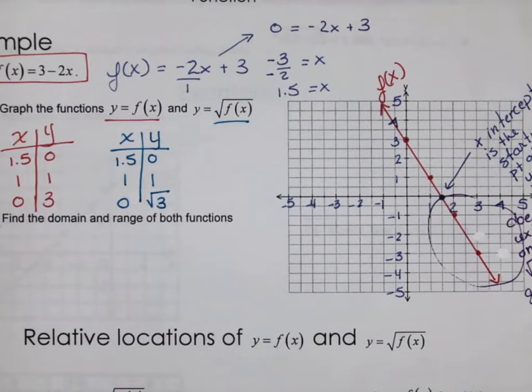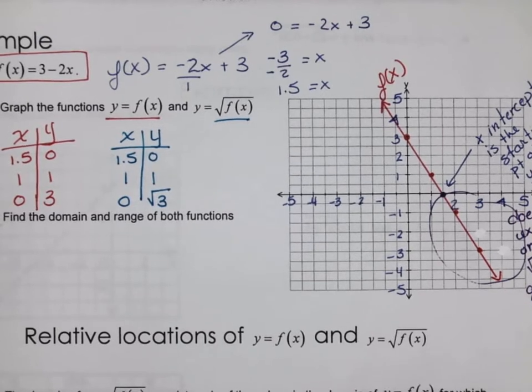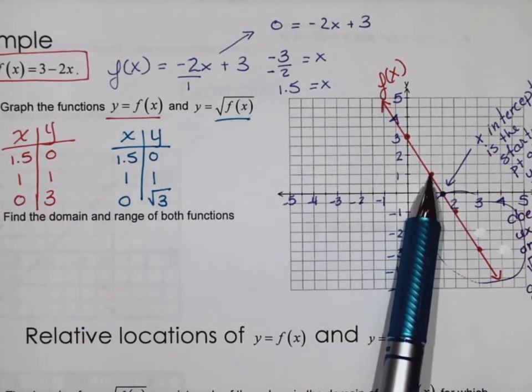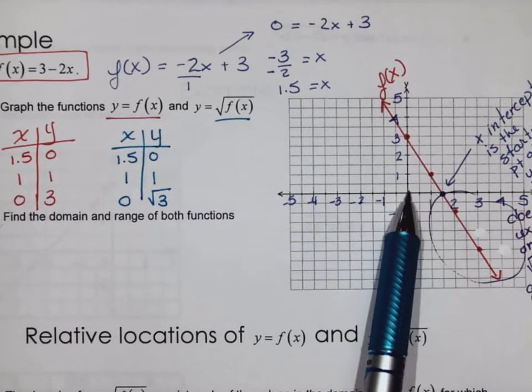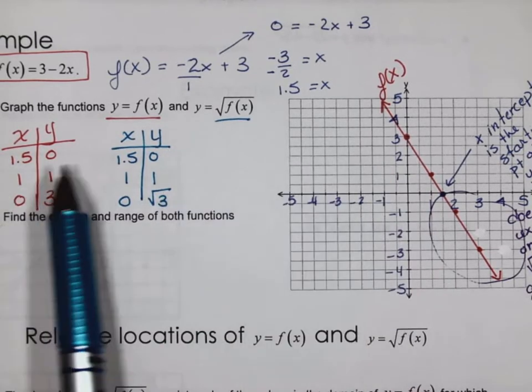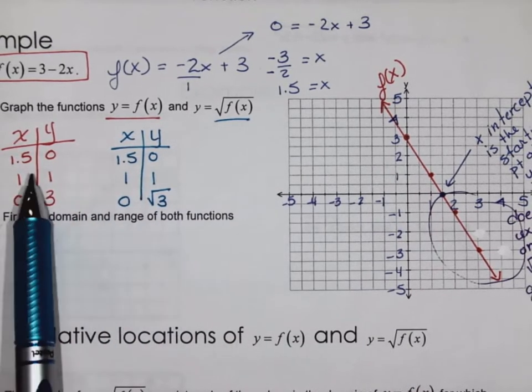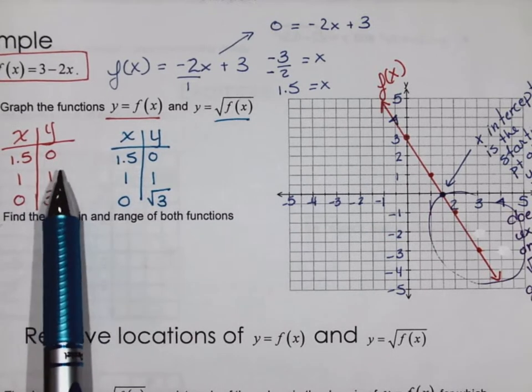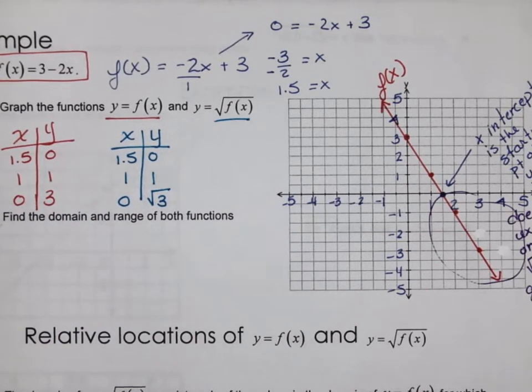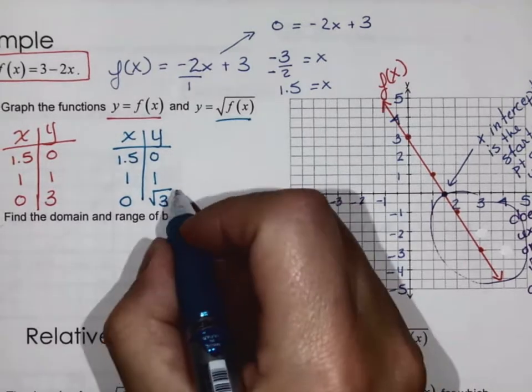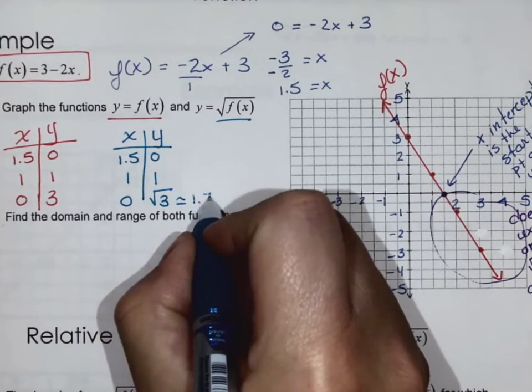How did you get the 1 and 1 and 0 and root 3? The 1 and 1 was this point on this graph, and then the 0 and 3 is that point. If we're only square rooting y values, so the x's all stay the same, the square root of 0 is 0, square root of 1 is 1. It's just root 3 that causes the problem. Anybody know what root 3 is? 1.73?